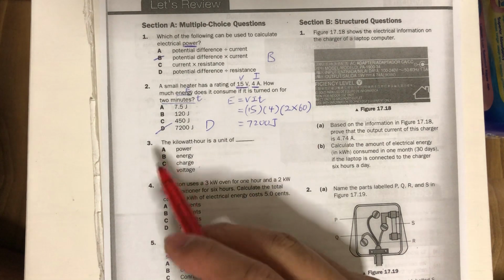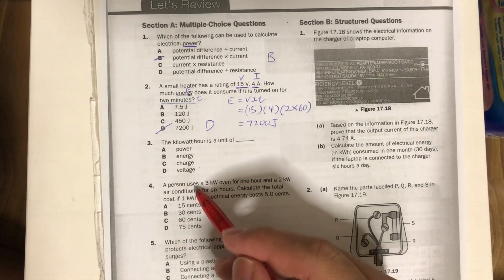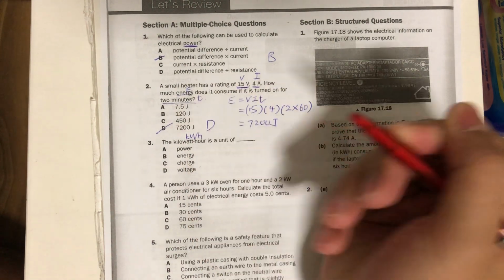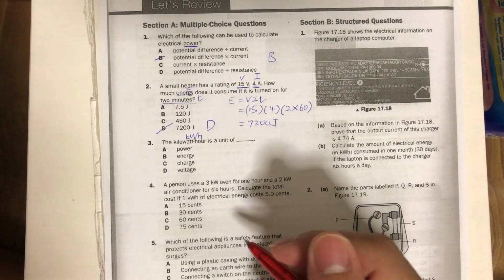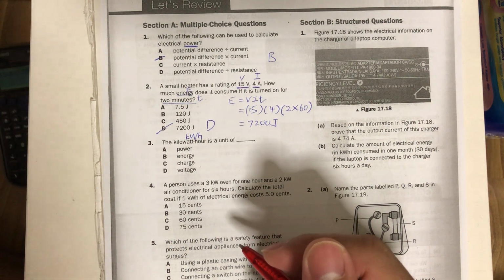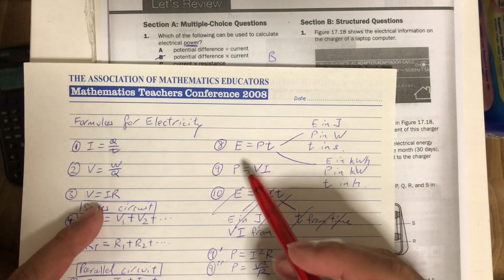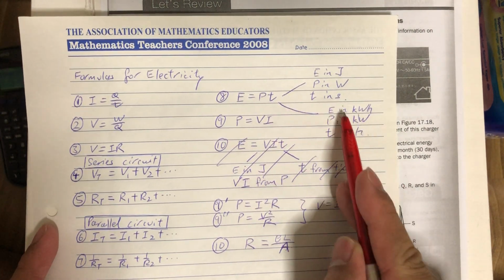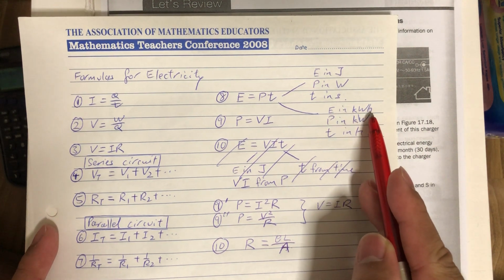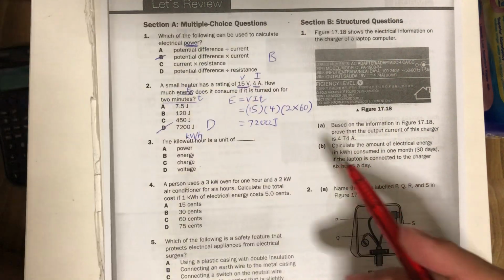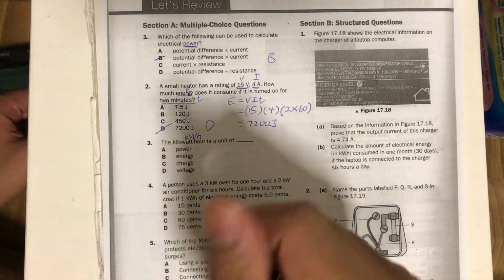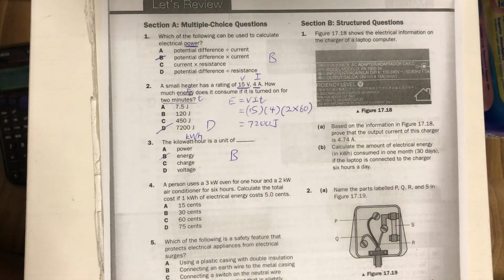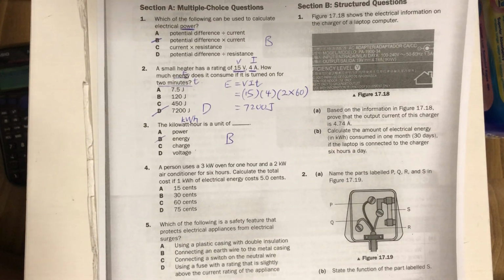Next, number 3. Kilowatt hour is a unit of, if you look at this unit again, kilowatt hour. Which formula uses kilowatt hour? For those who have forgotten, let's look at this list of formulas again. Kilowatt hours is here. So we are actually referring to energy. So kilowatt hour is a unit of energy. So all this is actually going through in your mind when we attempt all these questions. Okay, question 4.